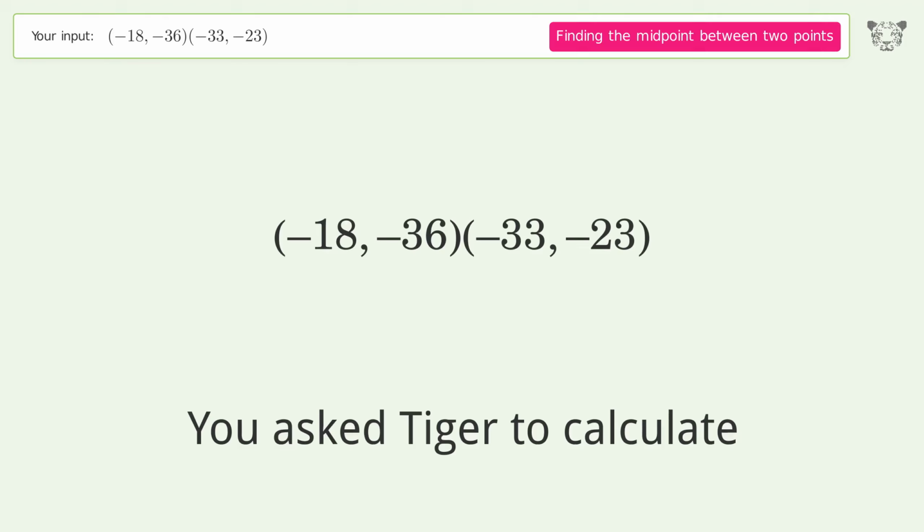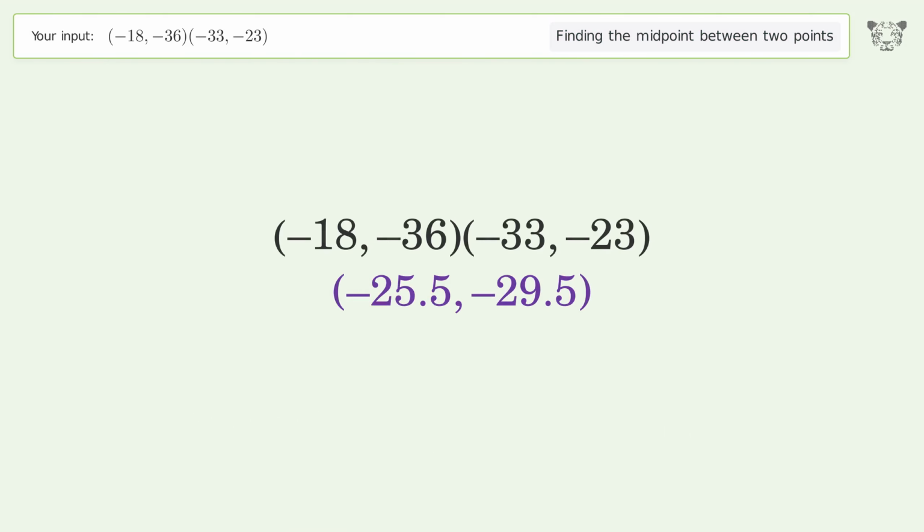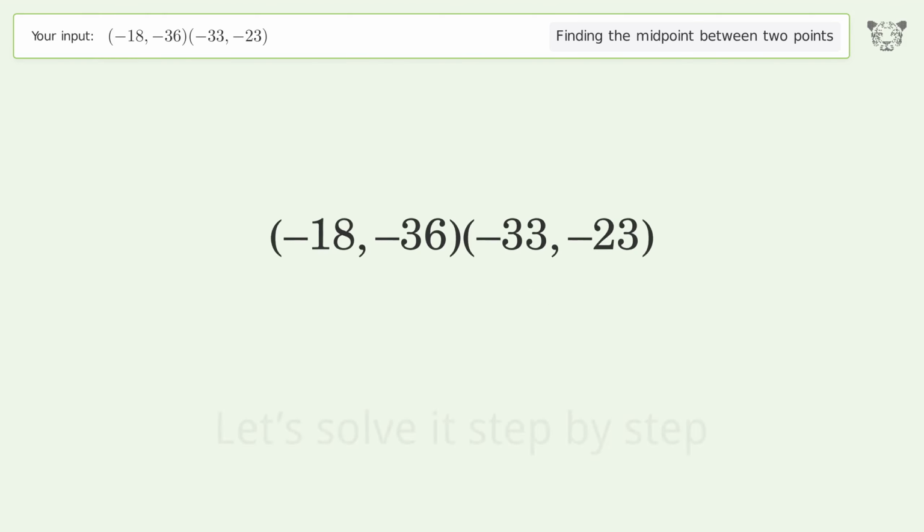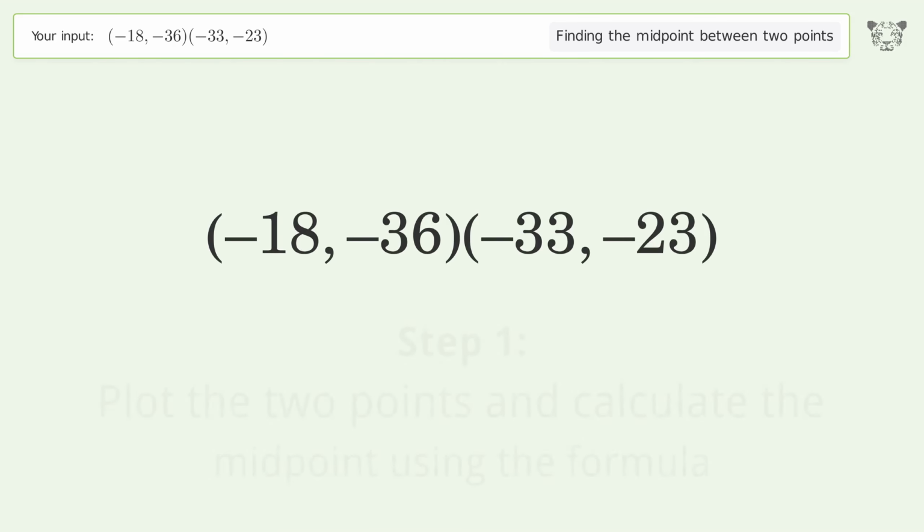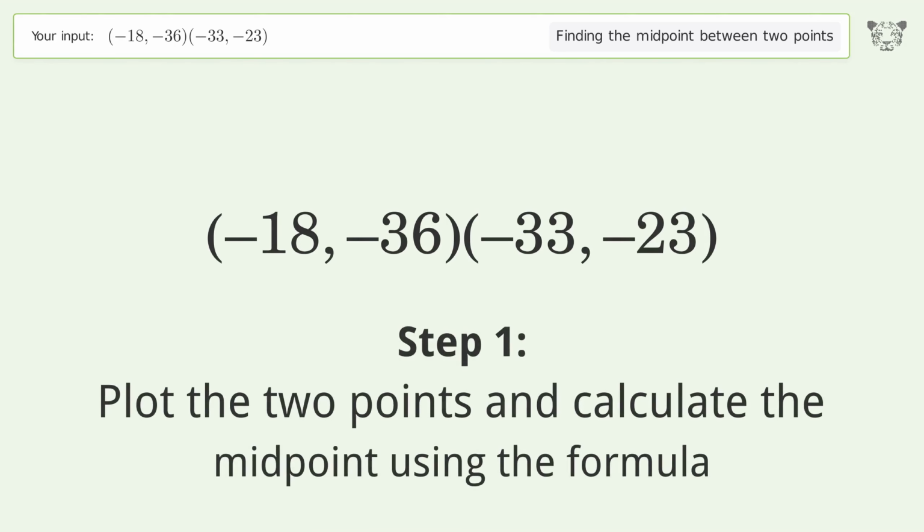You ask Tiger to calculate. This deals with finding the midpoint between 2 points. The midpoint between the 2 points is negative 25.5, negative 29.5. Let's solve it step by step. Plot the 2 points and calculate the midpoint using the formula.